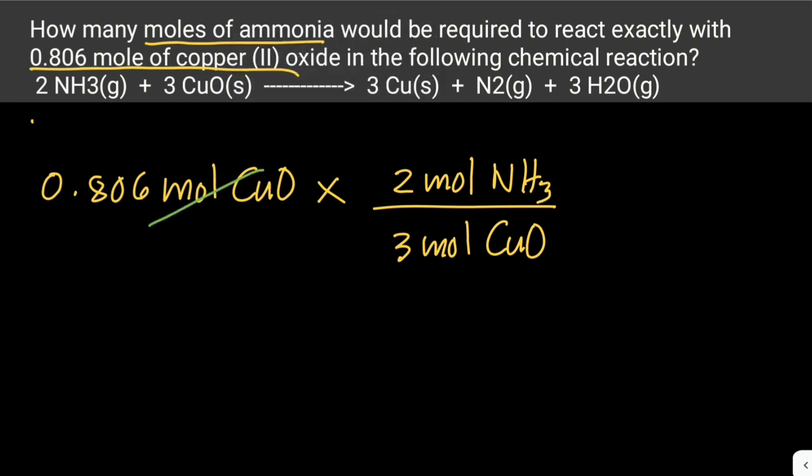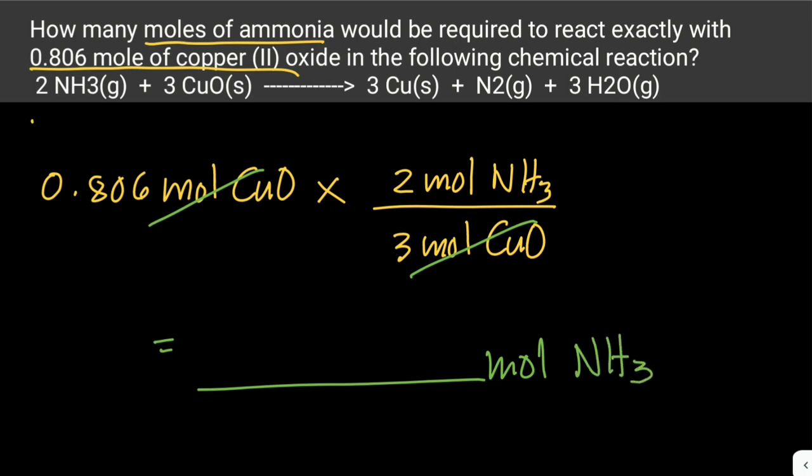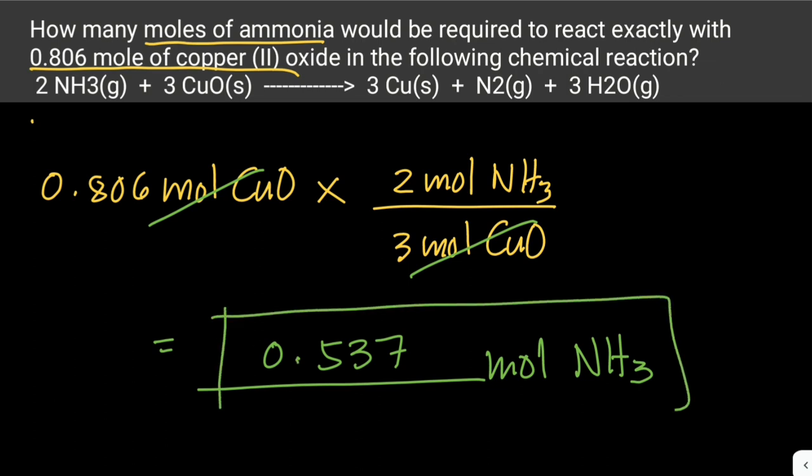And then the mole unit of copper oxide cancels out. Then we are left with moles NH3. So we have 0.806 times 2 divided by 3. And that would give us 0.537 mole ammonia.